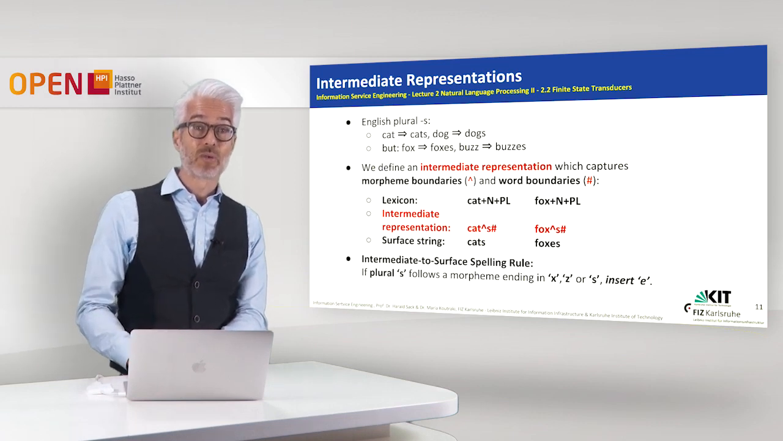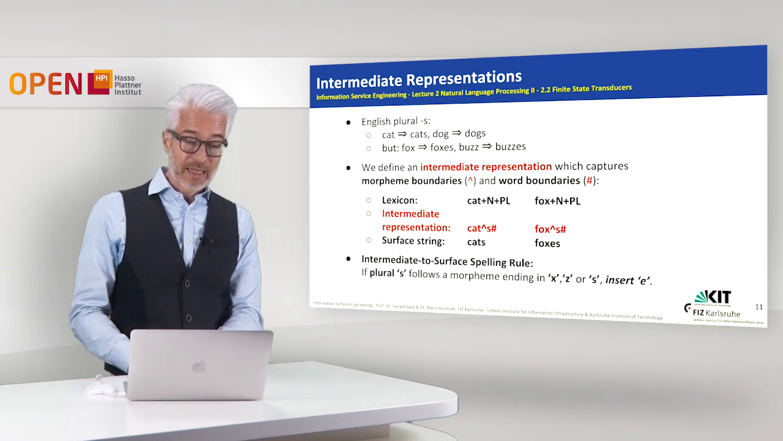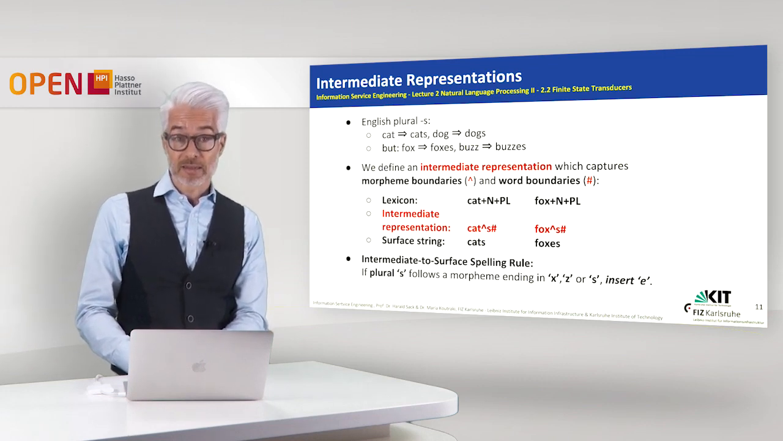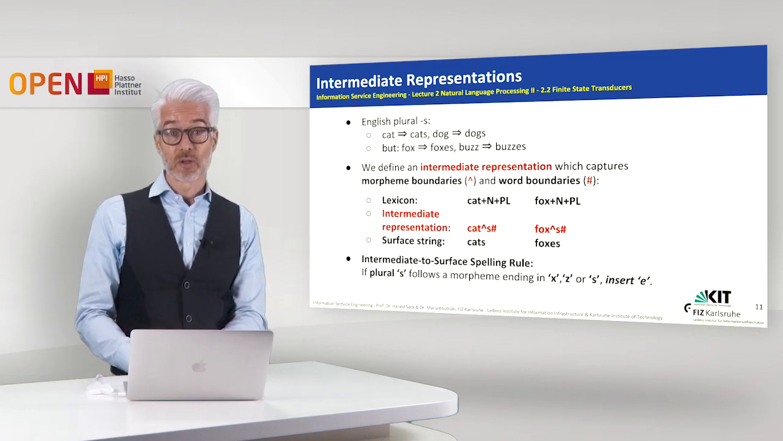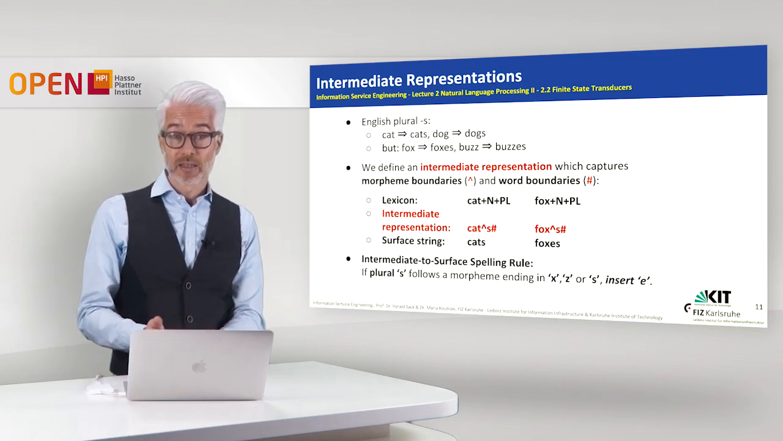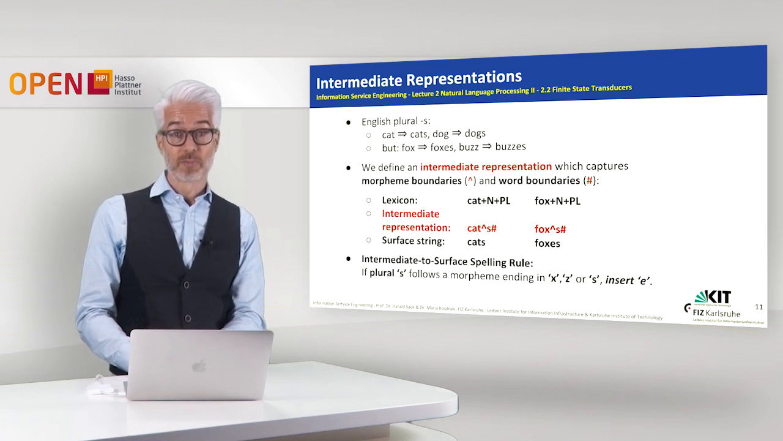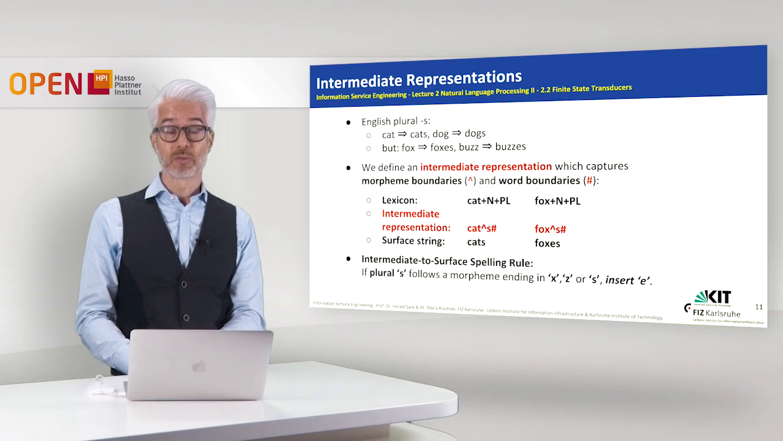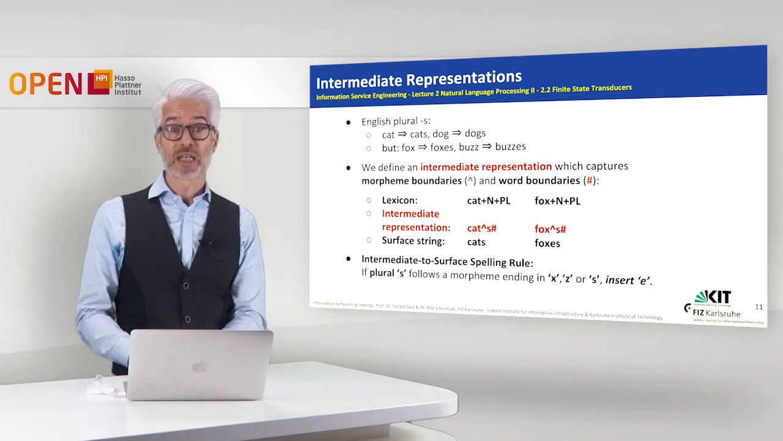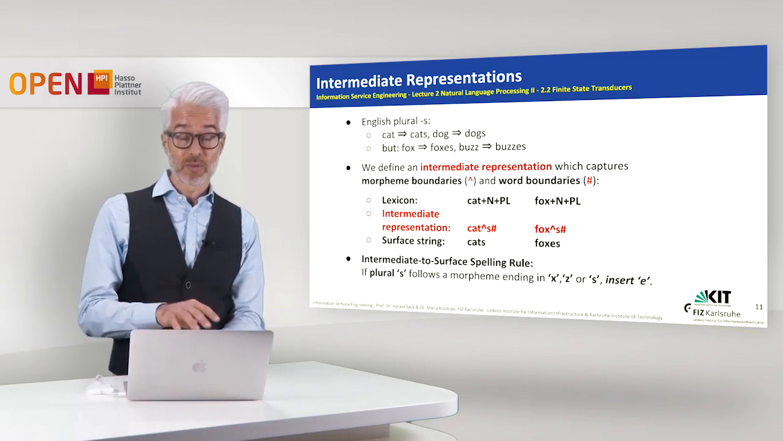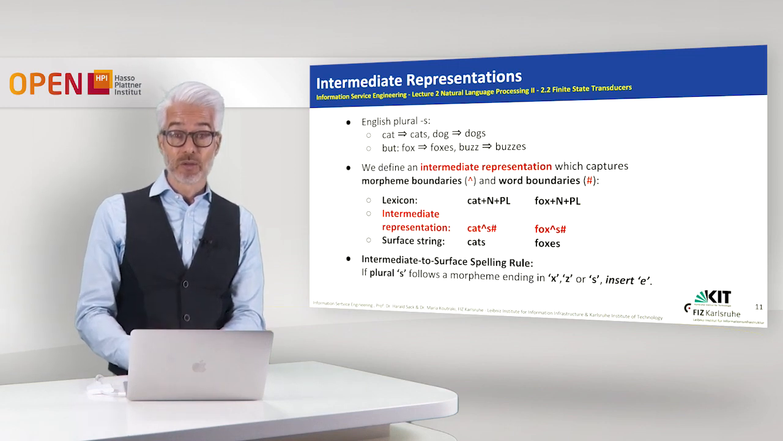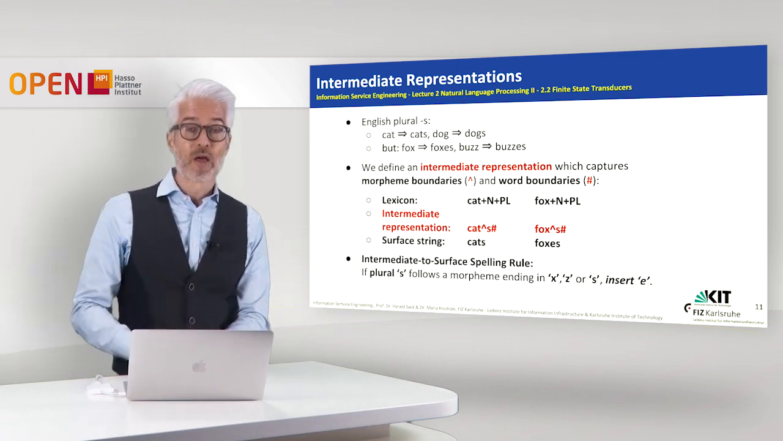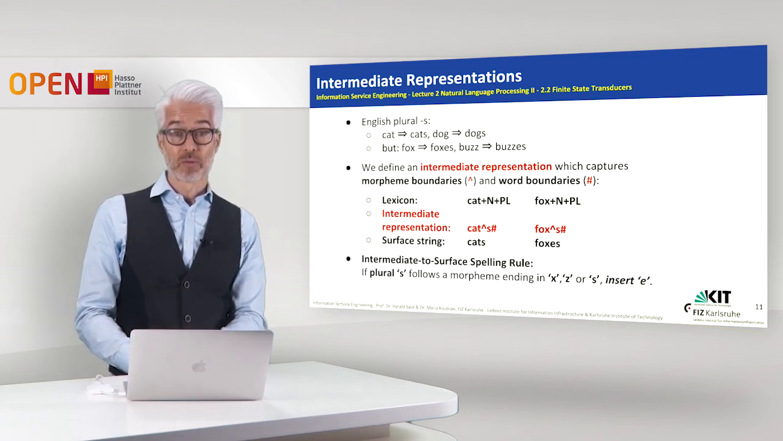So let's have an example with the English plural S. For cat, it's quite simple. We simply add the S, we have cats. For dog, we simply add the S, we have dogs. But if we have fox, then it becomes foxes in the plural. If we have bus, then in the plural it becomes buses. To be able to deal with these kinds of orthographic rules, we need something like a third tape, which means we need an intermediate representation which captures exactly these morpheme boundaries, where these changes happen, and also the word boundaries. So let's have a look at these three kinds of tapes, or three kinds of strings.